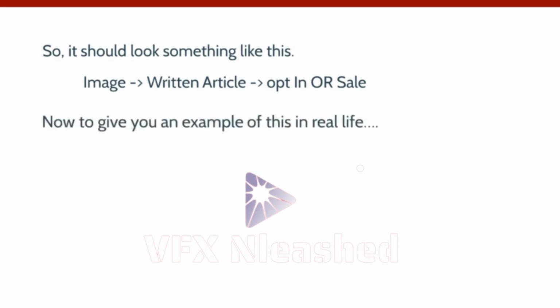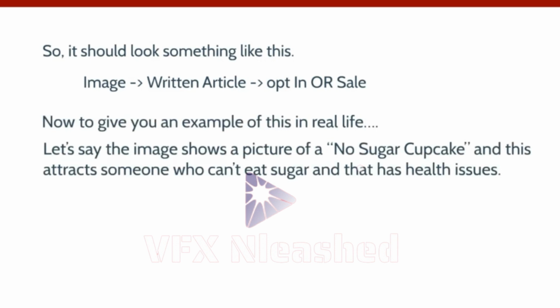So now to give you an example of this in real life, let's say, for example, that your image shows a picture of a no sugar cupcake. And this is going to attract somebody who cannot eat sugar and has health issues. So kind of tapping into the example that I talked about earlier. This could be somebody who maybe is diabetic or somebody who has a health condition who can't eat sugar. So on the image, it's not going to just be an image, it's going to be an image with some text that you can grab them in.